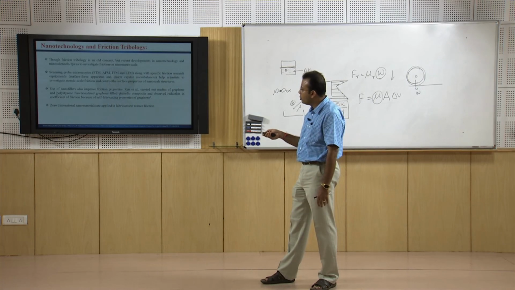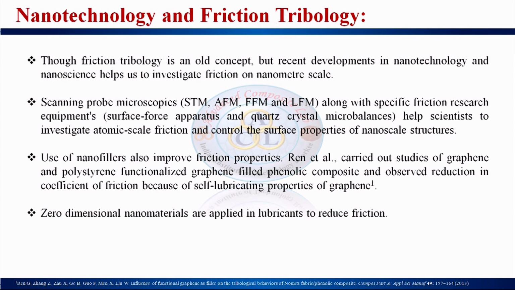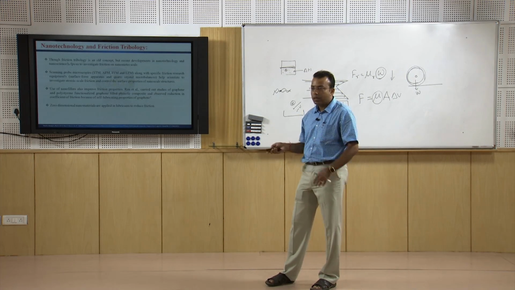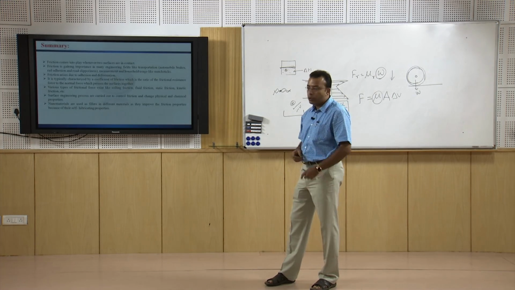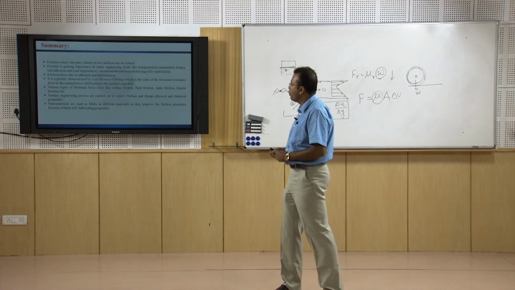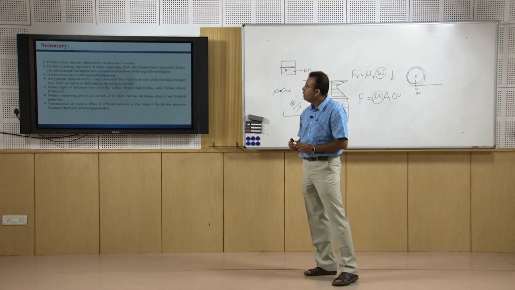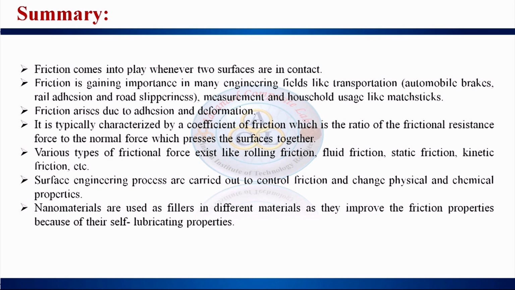And the last one is that zero dimensional nanomaterials are applied in lubricants to reduce friction, any kind of carbon blacks or carbon dots we are using to reduce the frictional properties. So, in summary we can say that friction comes into play whenever two surfaces are in contact. Friction is gaining importance in many engineering areas like transportation, automobile brakes, rail adhesion, road slipperiness, measurement and household uses like matchsticks.